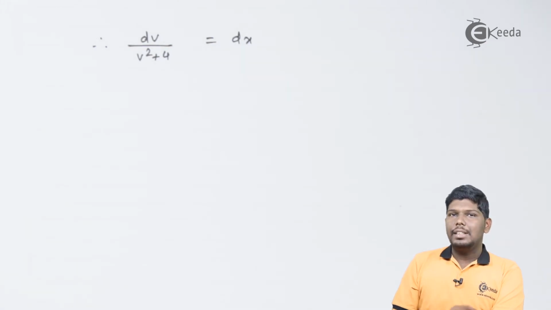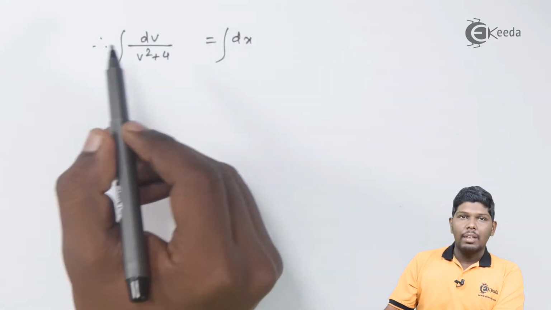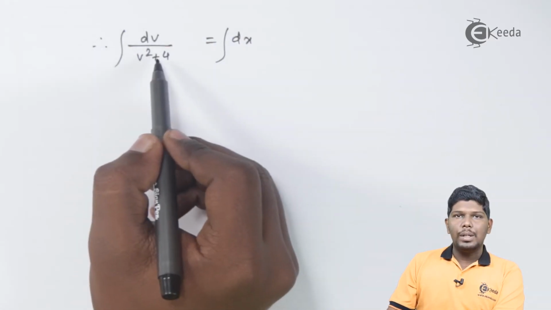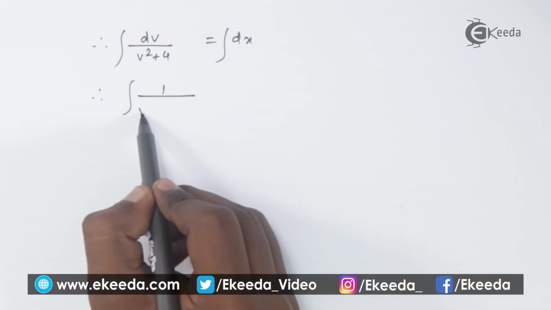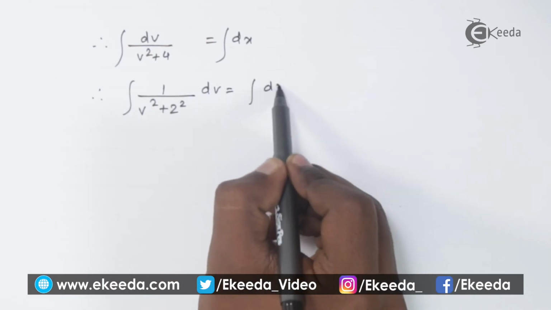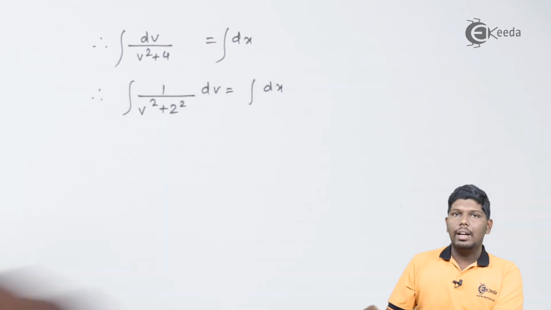Now friends, as you can see, we have already separated the variables. So let us start integrating on both sides. Integration of 1 upon v square plus 4. First, I can write this integral as integral 1 upon v square plus 2 square dv is equal to integral dx.